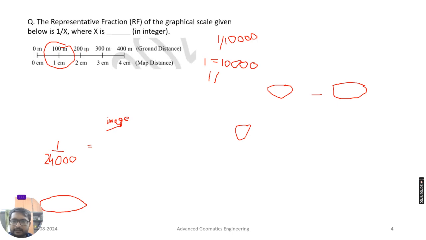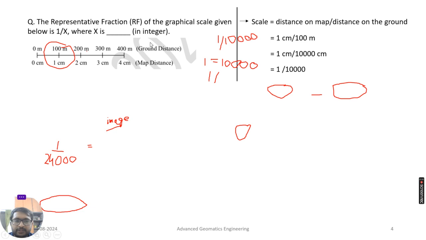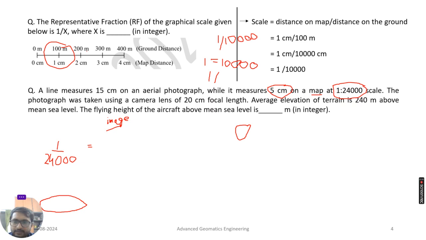Then we have a particular scale given to us, and we have to find out the value of x. We know that 1 centimeter is equal to 100 meters. So we will convert those things into the same units, either meters or centimeters, and we will get the answer as 1 to 10,000. Then the line of 15 centimeters on the photograph.